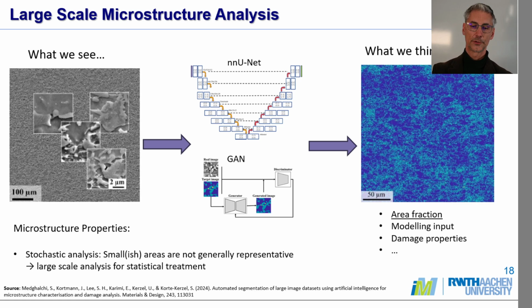The key message that we want to look at is that, again, we need to look at a stochastic analysis, because small areas are not generally representative, and we need large areas, and this is what you can intuitively see from the image on the right. Already, depending on where you look, the microstructure is not uniform.